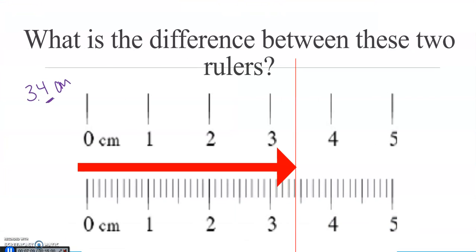Oh, sorry. Or 3.4 centimeters, but we're not done. We need to estimate one more decimal place over. So that line actually, to me, doesn't look like it's on exactly 0.4. So I'm going to estimate that this line reads 3.41 centimeters. So the bottom ruler gives us a higher degree of precision because we have 3.41. We can go to the hundredths place rather than the tenths.